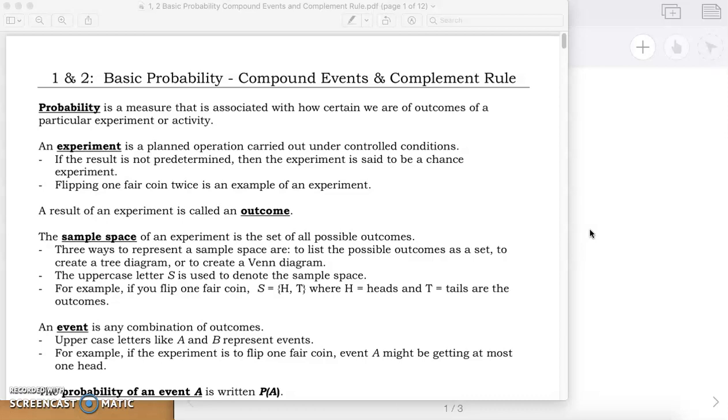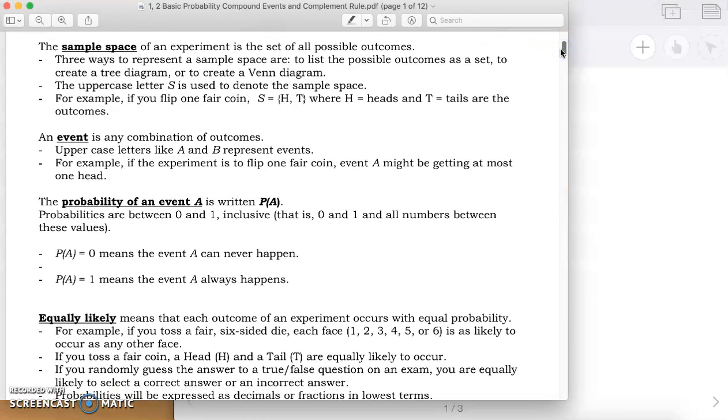Flipping one fair coin twice is an example of an experiment. A result of an experiment is called an outcome. The sample space of an experiment is the set of all possible outcomes. Three ways to represent sample space are to list the possible outcomes as a set, to create a tree diagram, or to create a Venn diagram. The uppercase letter S is used to denote the sample space. For example, if you flip one fair coin, S equals {H, T}, where H equals heads and T equals tails are the outcomes.